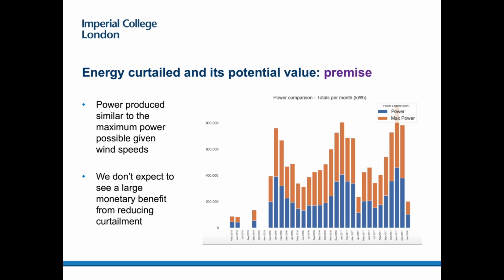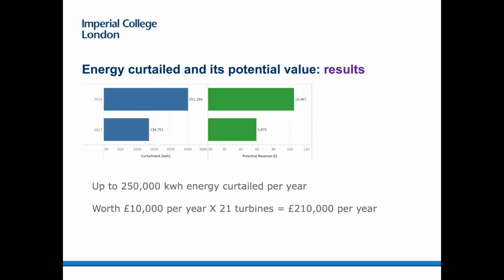To look at the energy curtailed and work out its value, we determine the actual maximum power based on wind speed, shown here in orange in the stacked bar by month. We found that the maximum power is actually quite close to the actual power that was produced, and this led us to believe that we're probably not curtailing that much, and probably not going to see a large monetary benefit from reducing this curtailment. But let's see if our intuition was right.